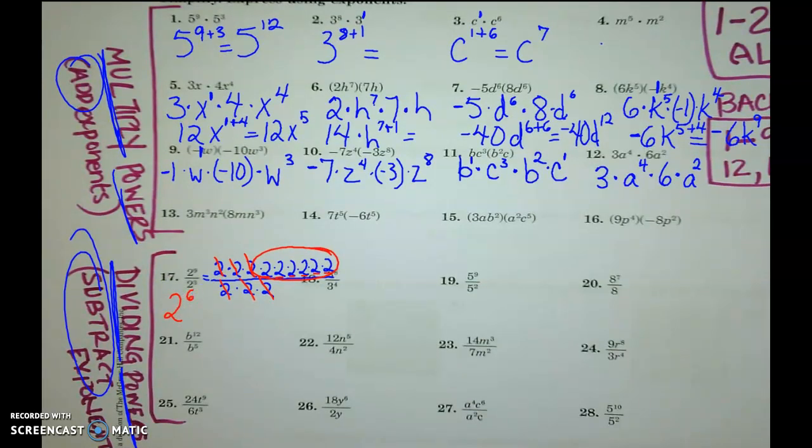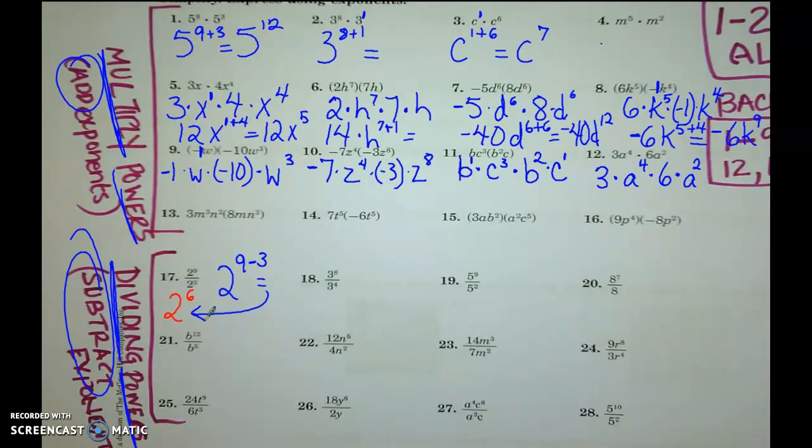Guys, if it helps you to expand that out, you can absolutely expand it that way. Now, using our rule, the way that we would do it is that we would go 2 to the 9 minus 3, and that equals our 2 to the 6th. Okay, looking at number 18, 3 to the 8th over 3 to the 4th.